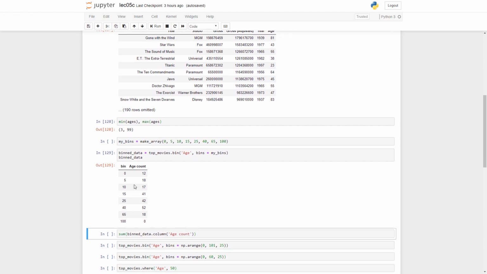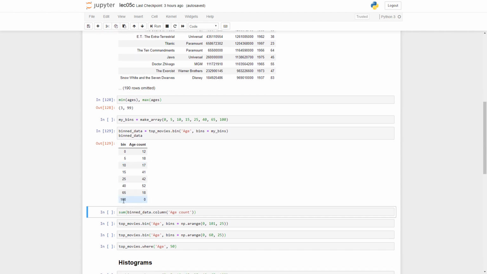Okay, so here is the data that we get out of calling the bin function. So what do we get from that? How many elements in the first bin? 12. These are the movies. That's the number of movies that are of age 0 to 5, but less than 5, right? So 0 or greater to less than 5. And the second one is 5 or more up to 10 exclusive, and so on.